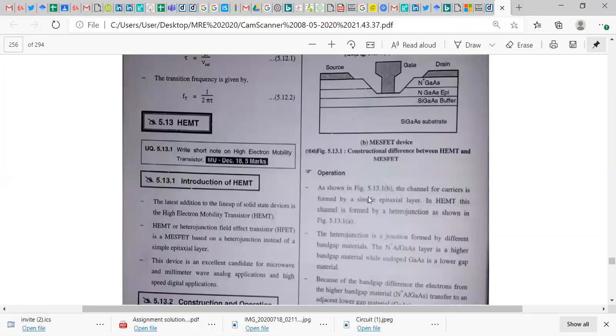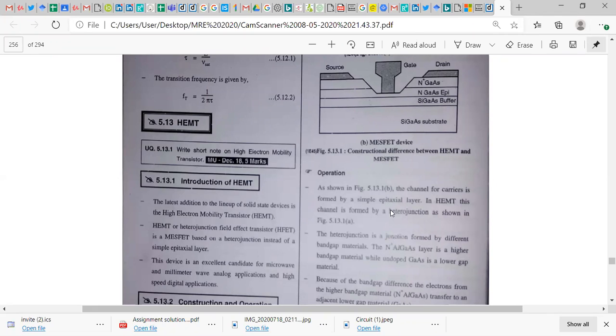As shown in the figure, the channel for the carrier is formed by a simple epitaxial layer. In HEMT, this channel is formed by a heterojunction as shown in the figure. The heterojunction is nothing but the gate terminal connected to the N type layer, which is connected to the N plus layer. So it is called a heterojunction.